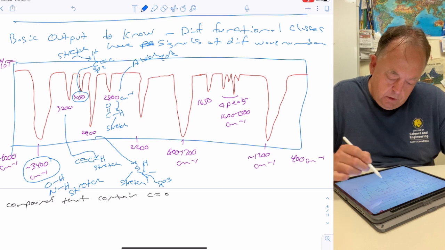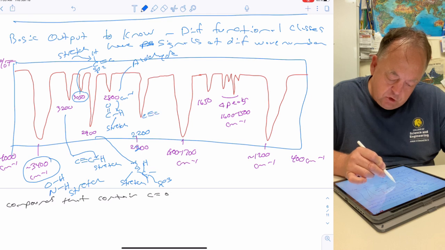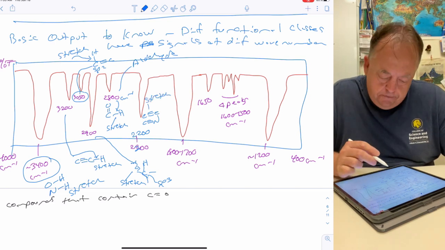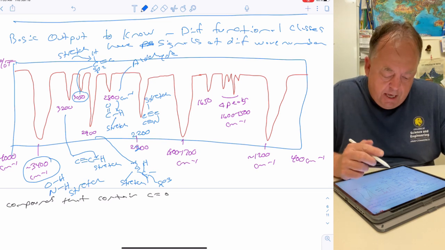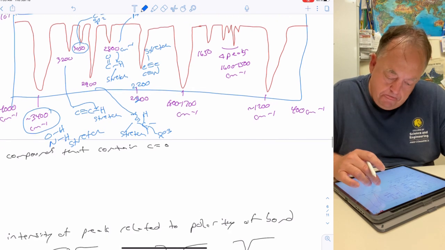Right? Okay, so 2200 is the energy to stretch triple bonds. So CC triple bond or CN triple bond. So all of these are stretching modes. So if you have an alkyne, you're going to have a peak around 2200. If you have a nitrile, you're going to have a peak around 2200 in the IR.